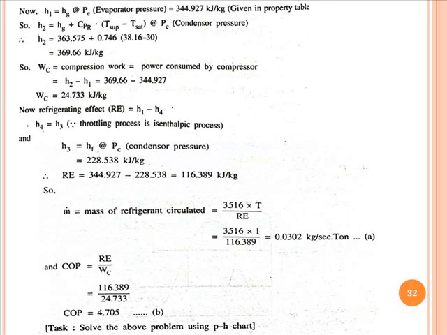Now you can use the pH chart, and with the help of the pH chart you will directly get all four enthalpy values, and when all four enthalpy values are available, you can directly calculate the COP. So your task is to find the COP with another, alternative method. Use the pH chart and find out the answer. I hope you will get the same answer. Please try at home to solve this problem with the pH chart.